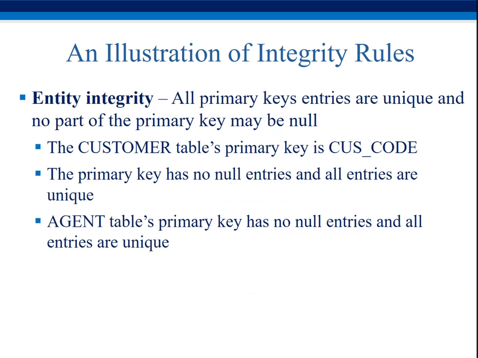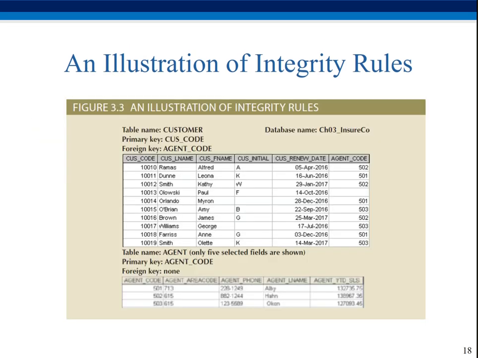So entity integrity, I've defined it for you. All primary key entries are unique and no part of the primary key must be null. So here we have the customer table's primary key is cuscode, and again, it has no null entries and all are unique. The agents table has no null entries and all are unique. So here we have it.